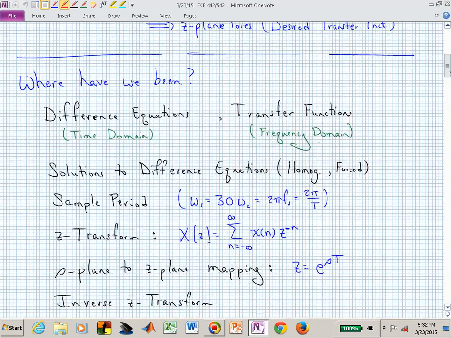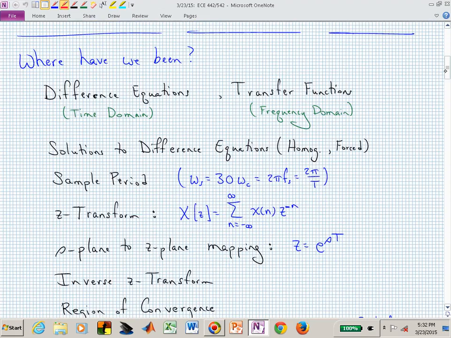But before we get there, let's just remind ourselves of where we've been. If you have to report this back, in very broad brush ideas, we talked about the time domain and the frequency domain representation of systems. We have difference equations and transfer functions. We know how to solve those, both unforced and forced, or homogeneous and non-homogeneous difference equations, just like you can solve differential equations.